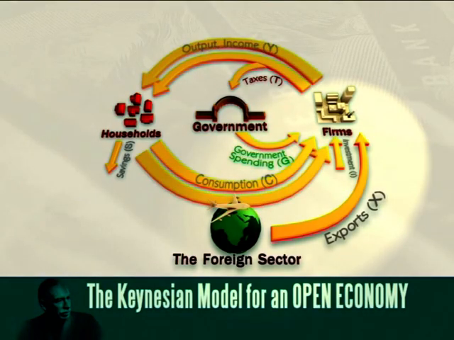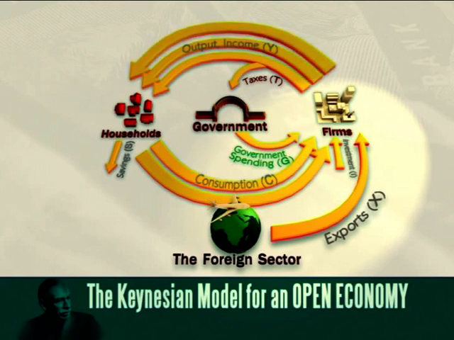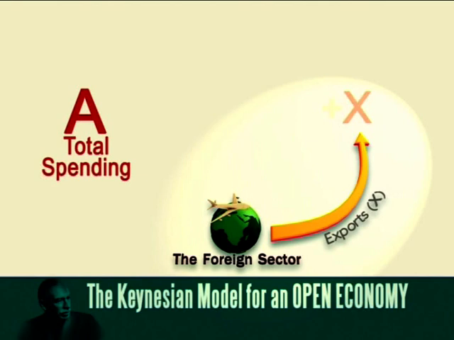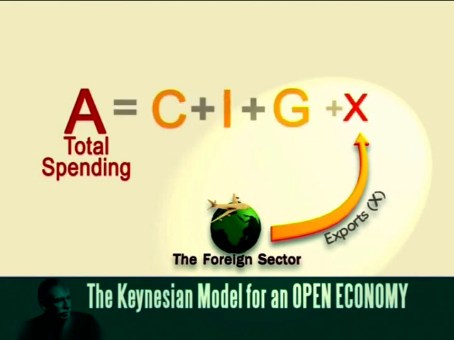Adding exports to our model requires our firms to employ more factors of production, generating more income for our households, allowing them to increase consumer spending, and once again, sparking the multiplier into action. So, where we left off, total spending was made up of consumption spending plus investment spending, and also government spending. Injecting exports into our flow, total spending now equals C plus I plus G plus export spending X.